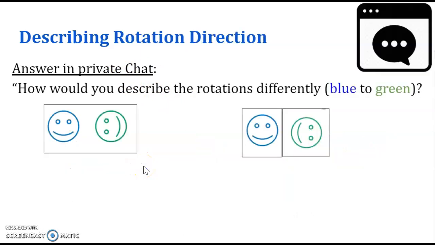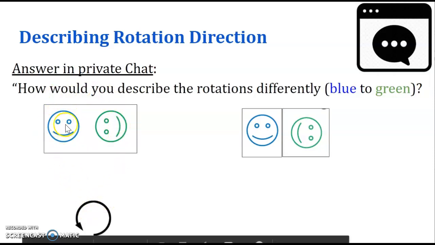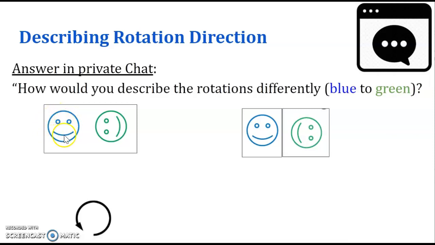Okay, and what about rotation? Answer in private chat. How would you describe the rotation differently between the first image and the second image? Blue is the original, green is the transformed. Well, the image is rotated anti-clockwise. Clockwise is the direction the clock is moving. This is clockwise. Anti-clockwise is going the opposite direction like this. In contrast, this smiley face is rotated clockwise, this direction.